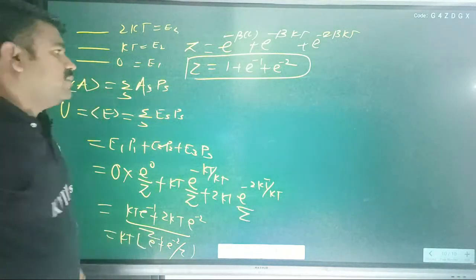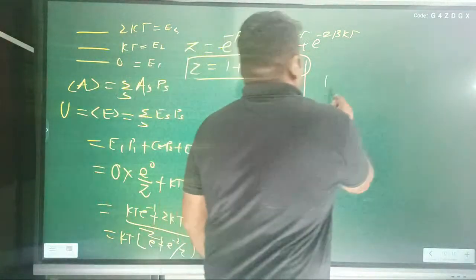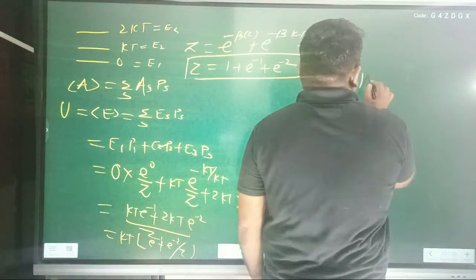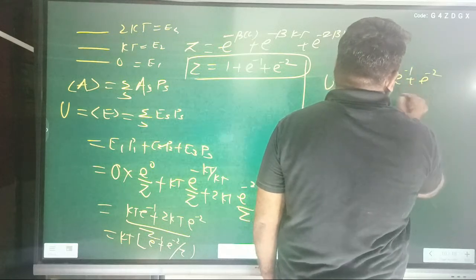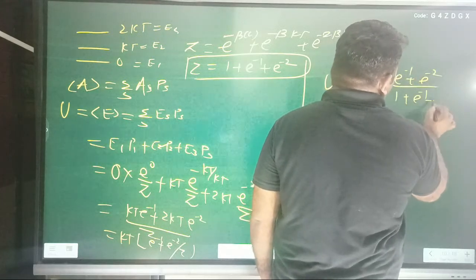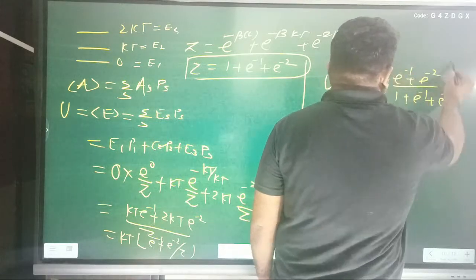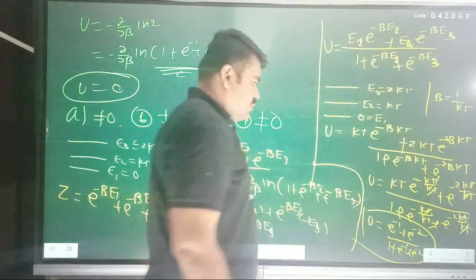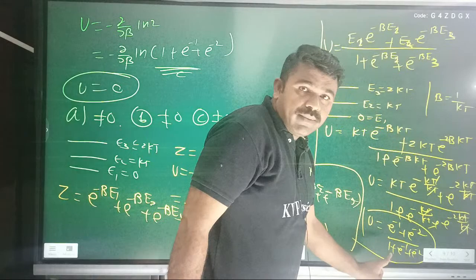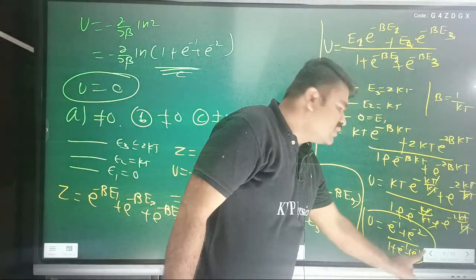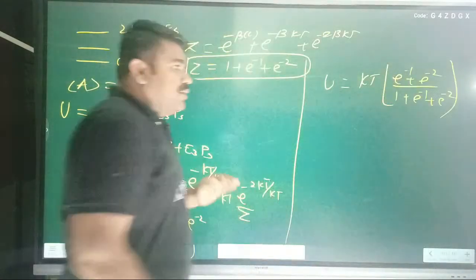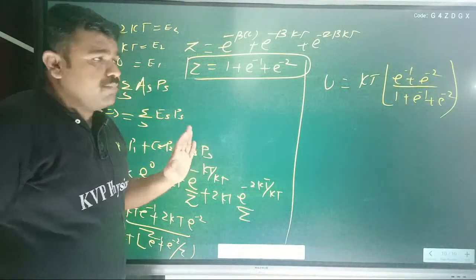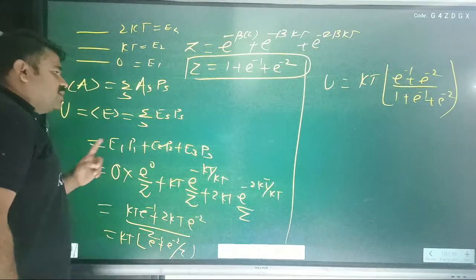Upon Z is nothing but U is equal to kT times e to the power minus 1 plus e to the power minus 2 upon 1 plus e to the power minus 1 plus e to the power minus 2. We are getting the same answer by a different method. See, by using which method? By using the probability method. Yes or no? Summation, yes, yes.